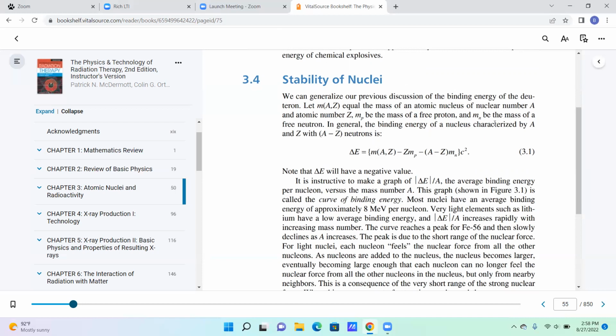So in general, the binding energy of a nucleus characterized by A and Z, with A minus Z neutrons, is going to be this. Basically, the change in energy is going to be the mass of the nucleus that we're looking at, minus Z times the mass of the proton, minus N times the mass of the neutron, and we multiply that by the speed of light squared. And yes, this will end up having a negative value, because the mass of the separate protons and neutrons is going to be greater than when they're combined into a nucleus.